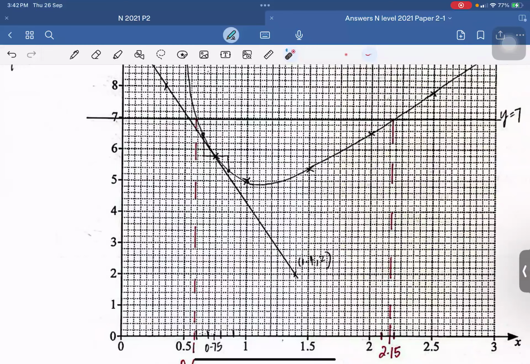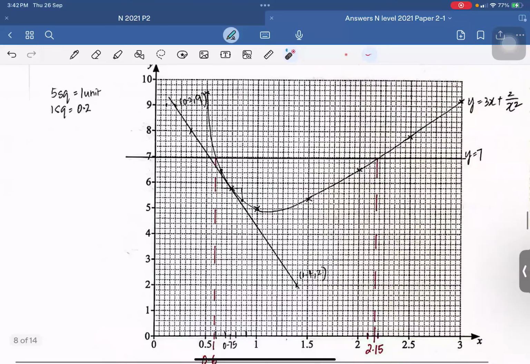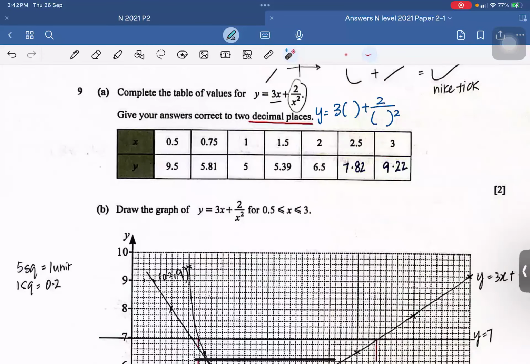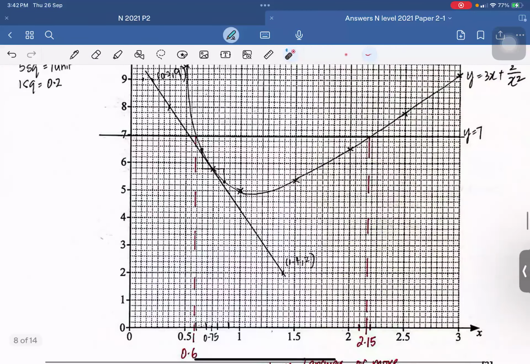Okay, so how did I do it? I test whether the 0.1 beside, 0.1 above, inside my calculator, is it lower or not, or bigger? Then I'll know whether this is a turning point or not. Okay, this part, please take note.